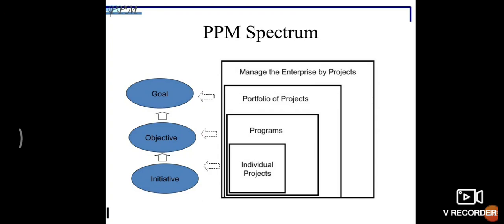You might have studied enterprise resource planning. What we do in enterprise resource planning, there is a concept of CRM.